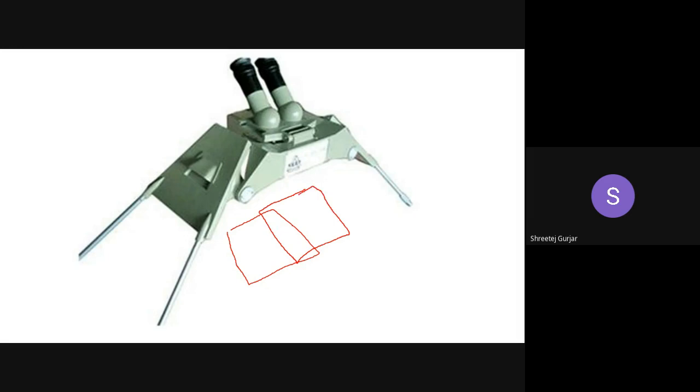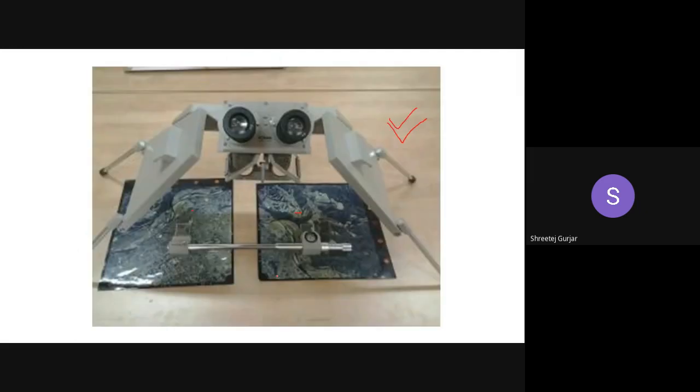You don't have to combine, and you don't have to keep them like this to view. You can keep them separately and you can view them. No need of any overlap. So that is one advantage, wherein no overlap is required or no slip is required to view the stereo pairs, and one more advantage is that you can work on these two images separately also.